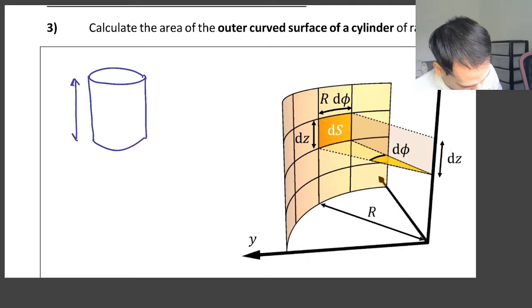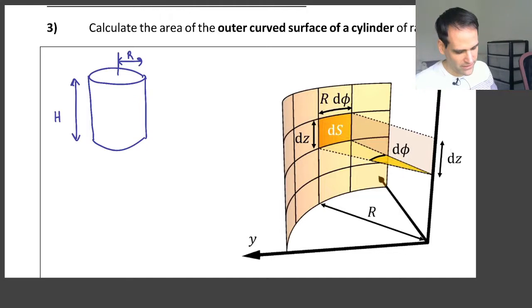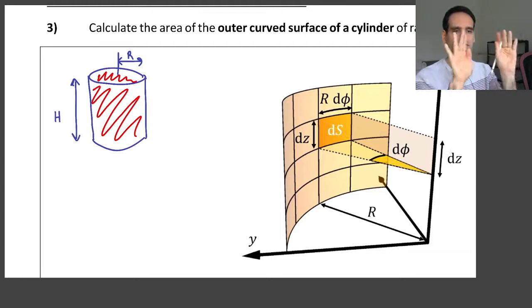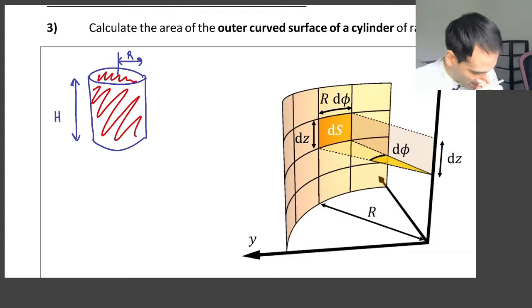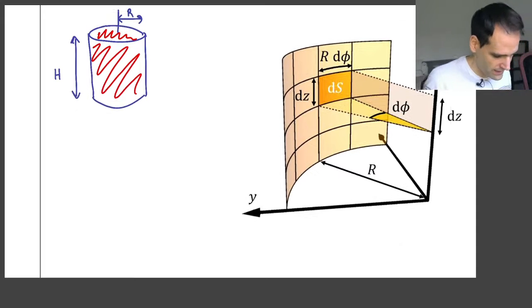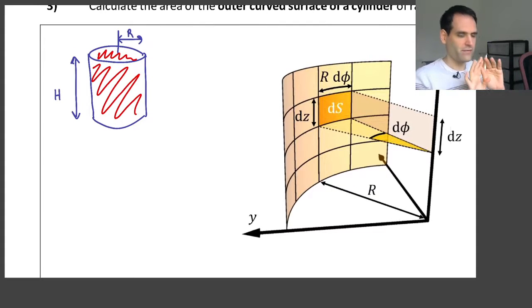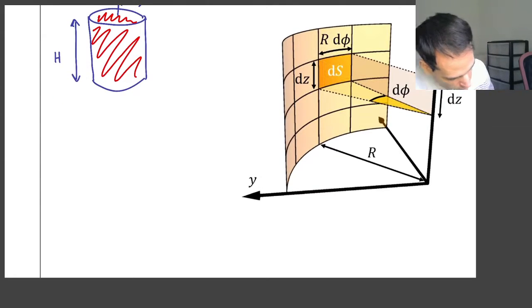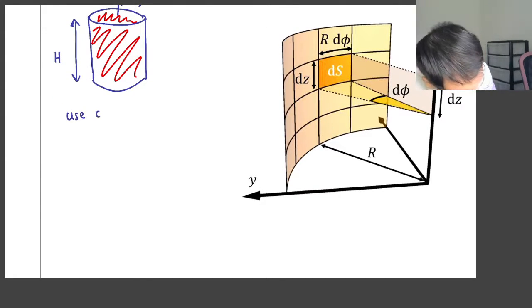height h and radius r. So I'm asking you for the area of this lateral curved surface, okay, the whole area around the cylinder. So how do I calculate this? So first thing is, what is the parametrization of this surface? So you can use cylindrical coordinates.